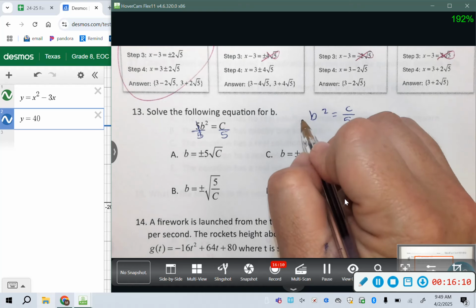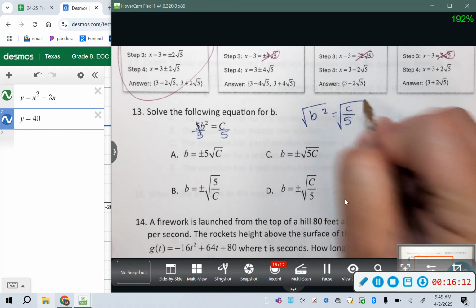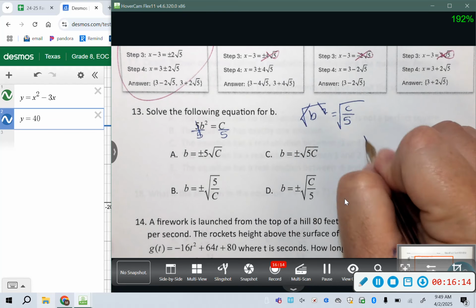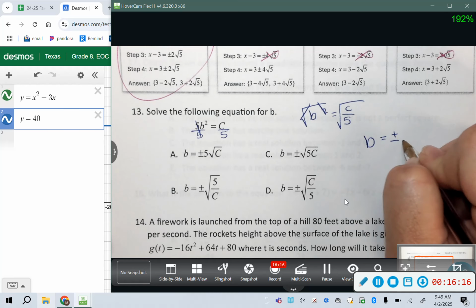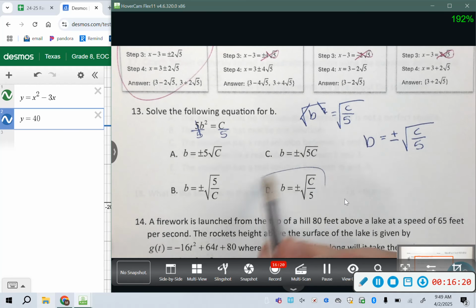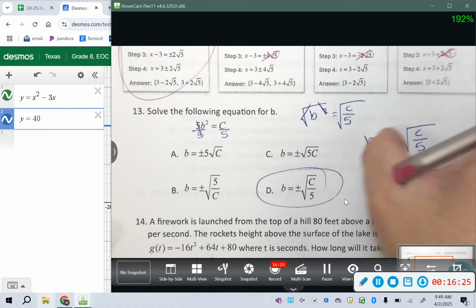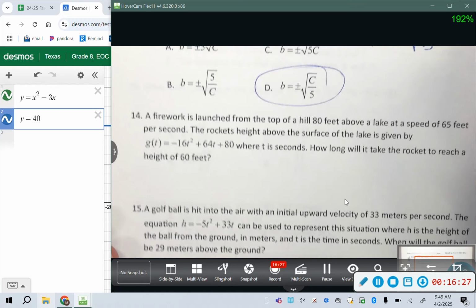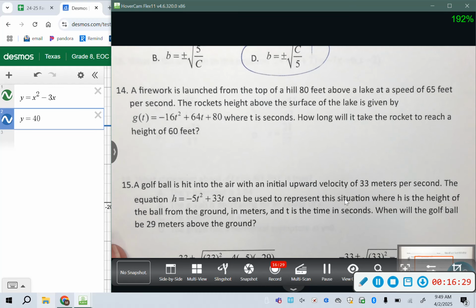And now how do I get rid of a squared? I square root it because that's the opposite. So square root cancels the squared. I get B equals positive and negative, and that doesn't simplify. So C over 5. You're just rearranging.